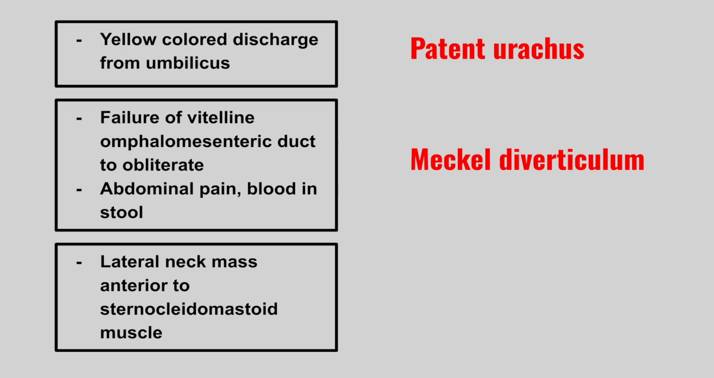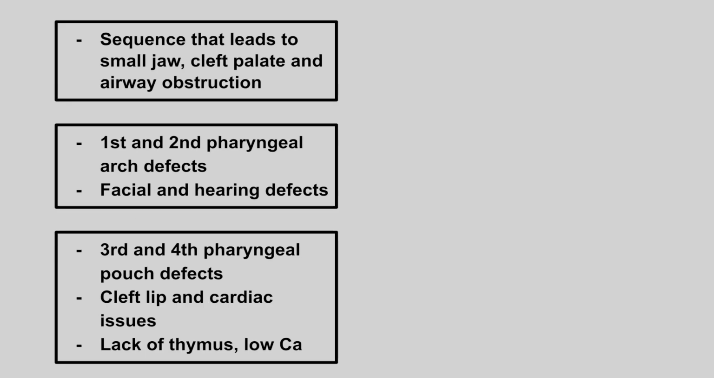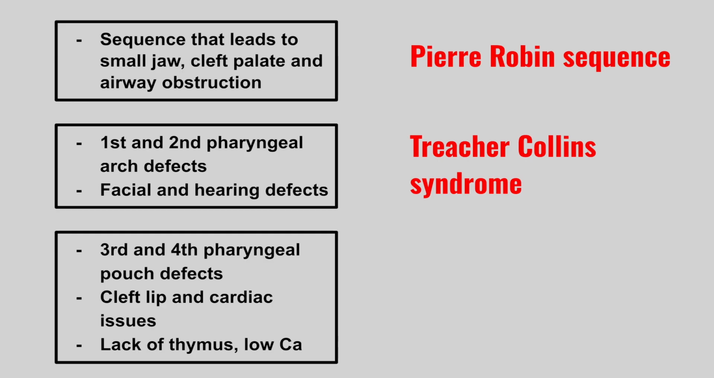Next, we have a lateral neck mass anterior to the sternocleidomastoid muscle. So this is a pharyngeal cleft cyst. Next, we have a sequence that leads to small jaw, cleft palate, and airway obstruction. So this is Pierre-Robin sequence. Next, we have a first and second pharyngeal arch defect, and the patient's going to have facial and hearing defects. So this is Treacher-Collins syndrome.